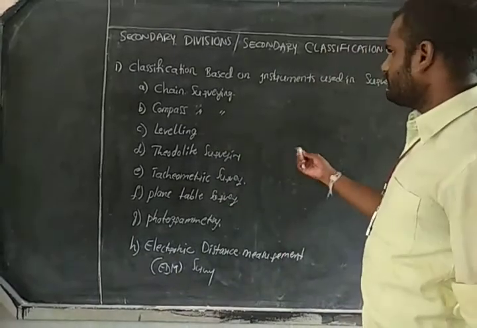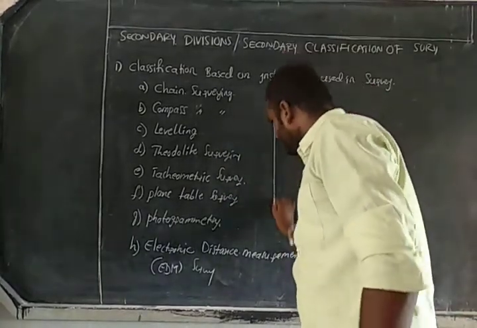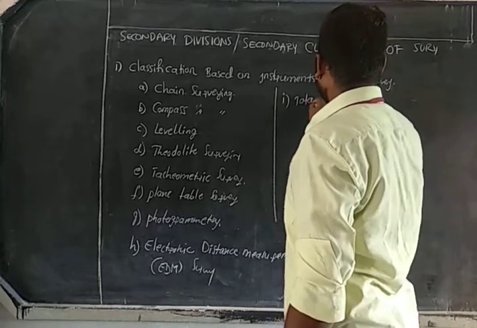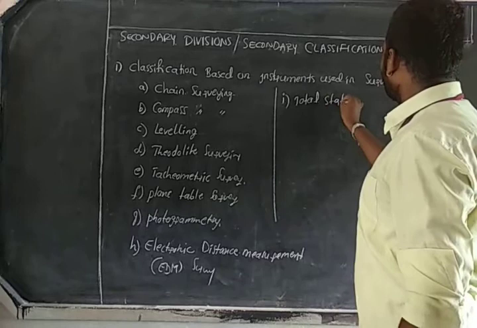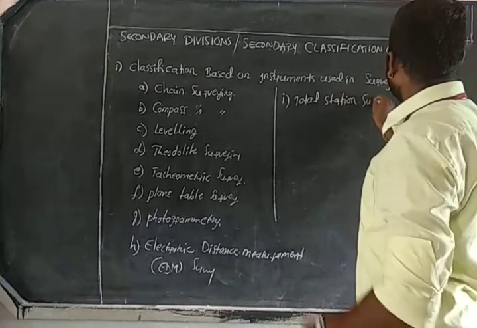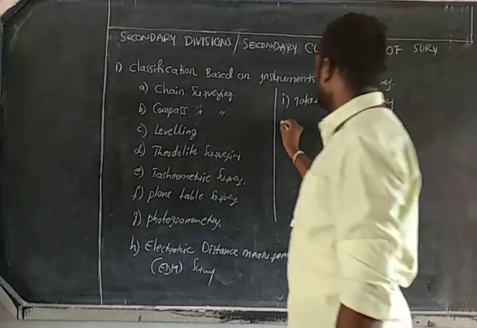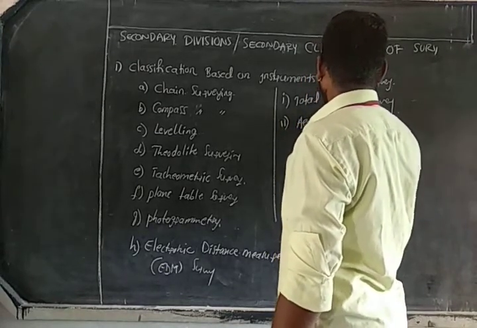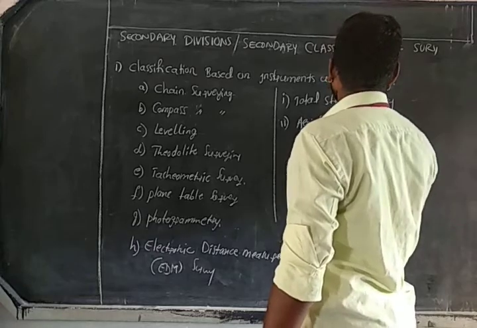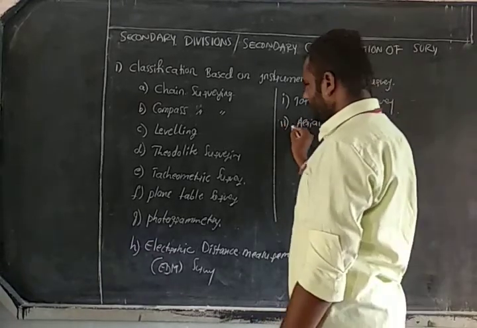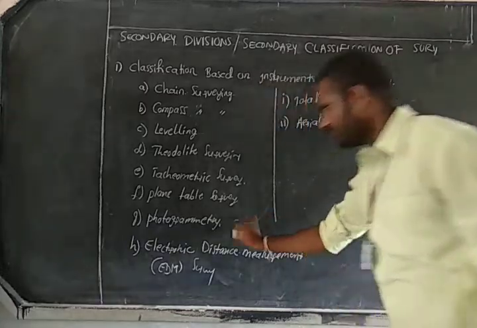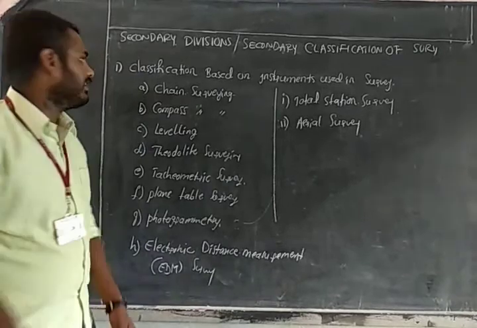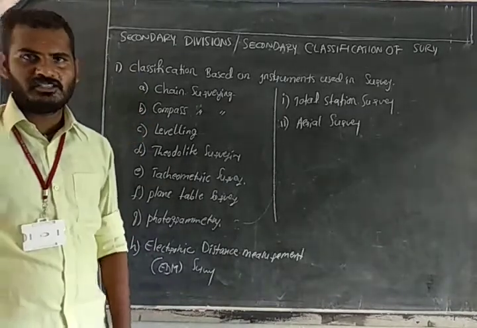So we have some other surveying classifications. They are total station survey, and aerial survey. So it's better to not write aerial. Why? Because this aerial survey can also be included in photogrammetry. So now I would like to give you the introduction regarding this particular classification based on the instruments.